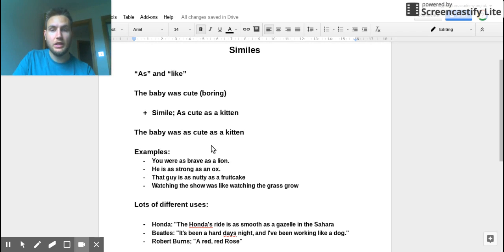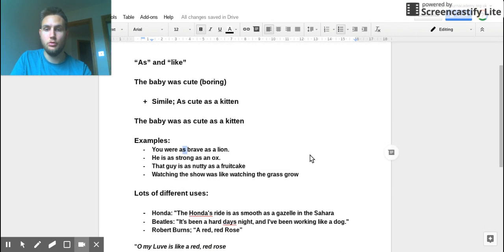Here you will see in all of these examples that we have these different words, for example, as brave as a lion, he is as strong as an ox, the guy was as naughty as a fruitcake. And in this one, we have a different one, we have like: watching the show was like watching the grass grow. These are all examples of different similes and how you can use these.